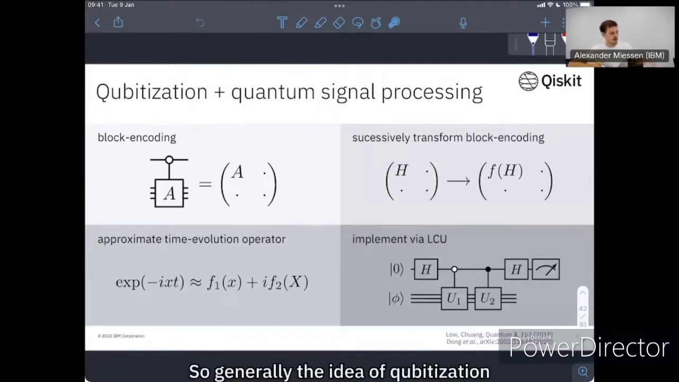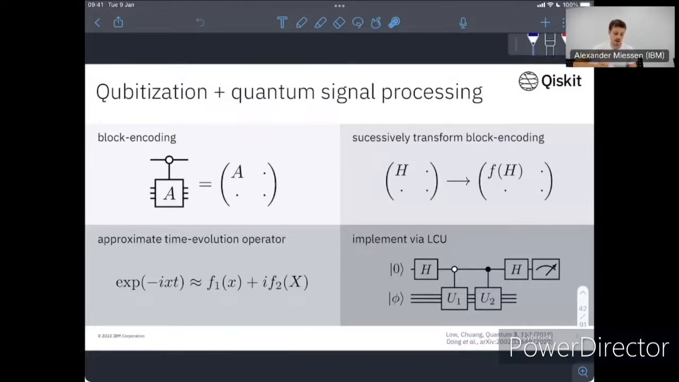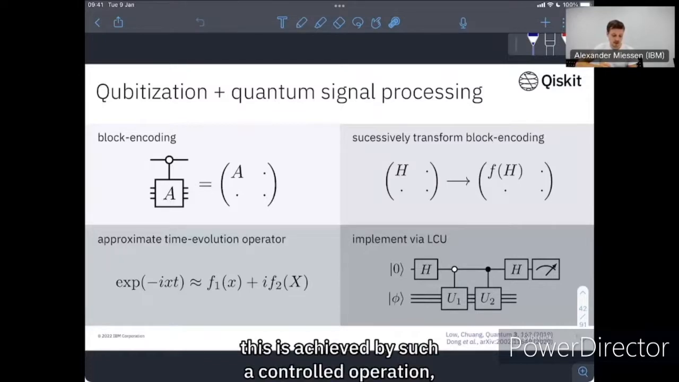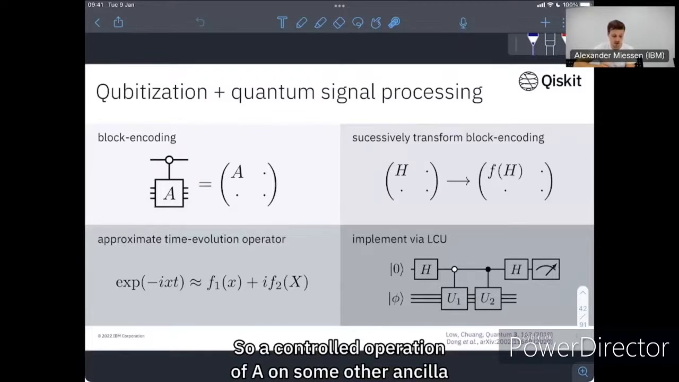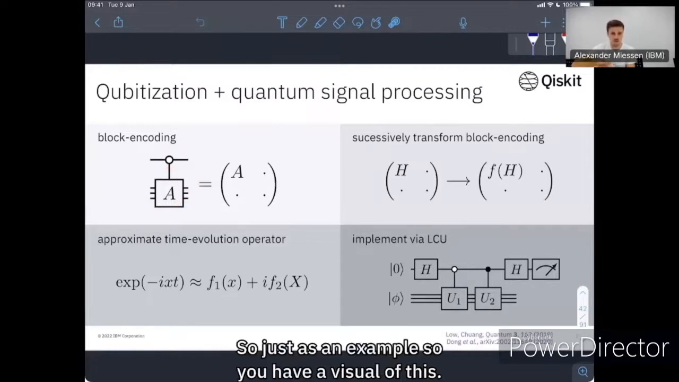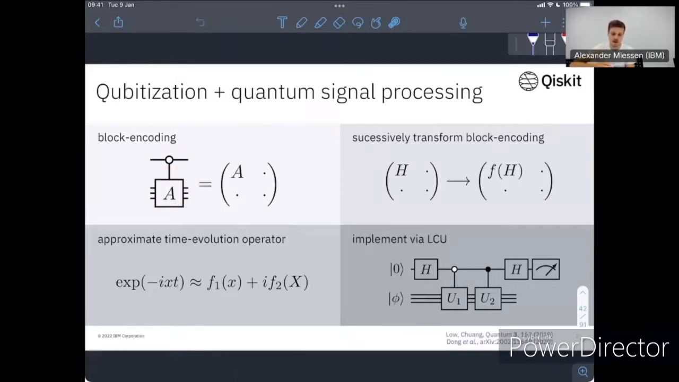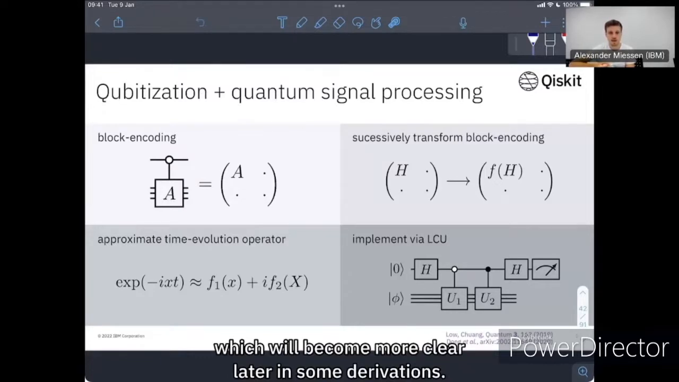So generally the idea of qubitization is to block encode some operator, so some operator A, we call it, into a larger operator. And as an example, this is achieved by such a controlled operation, for instance. So a controlled operation of A on some other ancilla is a block encoding. So just as an example, so you have a visual of this. And qubitization does this in a specific way, which will become more clear later in some derivations.